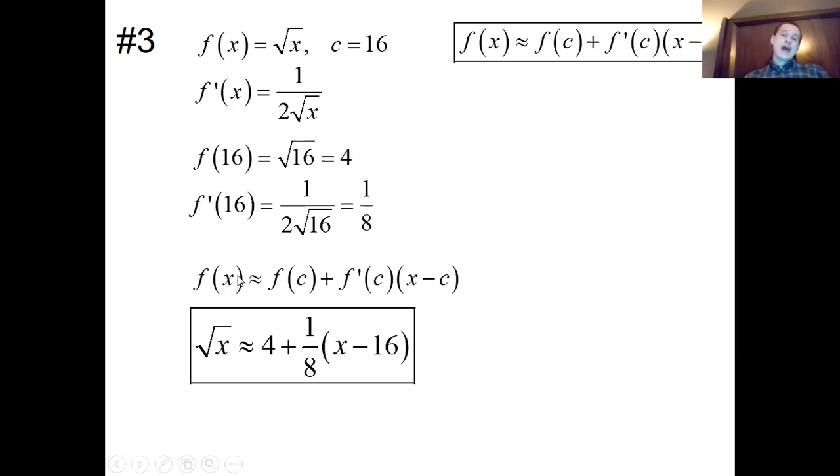And if you plug in your little formula here for your linear approximation, the function, square root of x, is approximately equal to the value of the function at the center, 4, plus the slope there, which is an eighth, times the quantity x minus 16. So this linear thing on the right here is a very good approximation for square root of x, provided I don't stray too far away from 16.